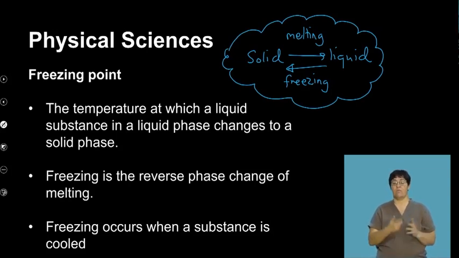So freezing occurs when a substance is cooled. Now, this is the opposite of heating, okay? But melting will occur when a substance is heated. We don't say we increase the temperature. When you heat, the temperature will automatically increase. So the language there is very, very important, okay?